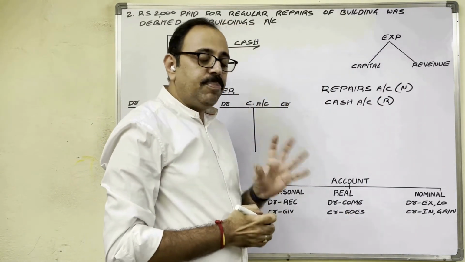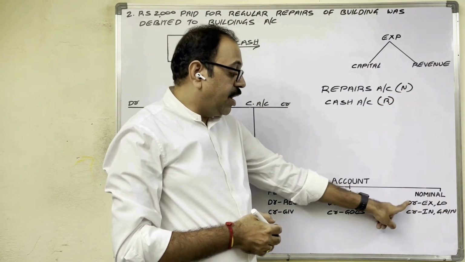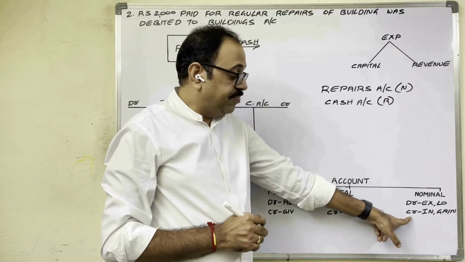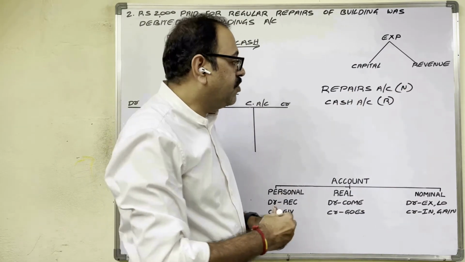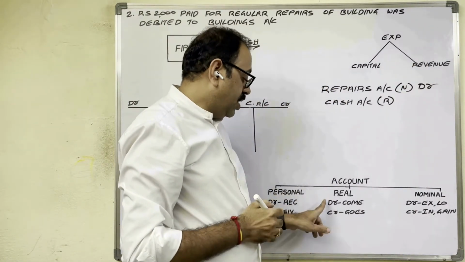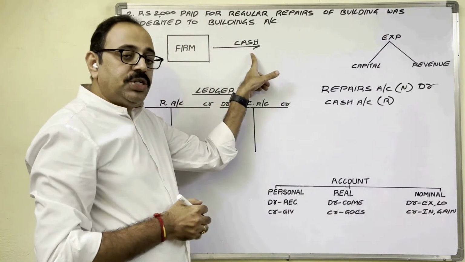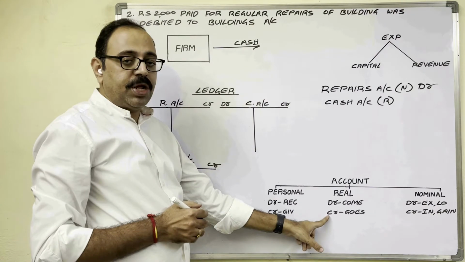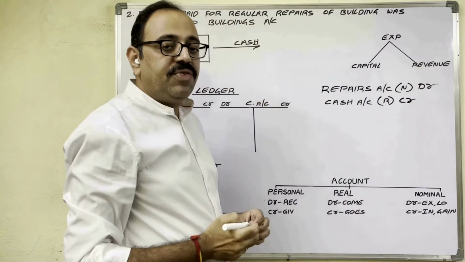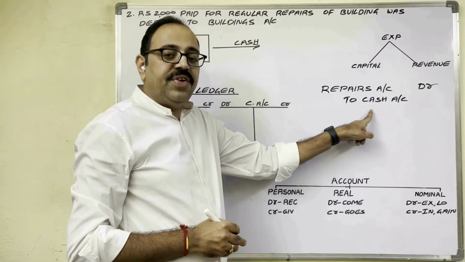Then finally, apply the double entry principles. For nominal account, the principle is debit all expenses and losses, credit all incomes and gains. To the firm, this is expenditure. Therefore, we should debit repairs account. Real account rule: debit what comes in, credit what goes out. From the firm, cash is going, therefore credit what goes out is applicable. Then the final entry is repairs account debtor to cash account. This is a correct entry.